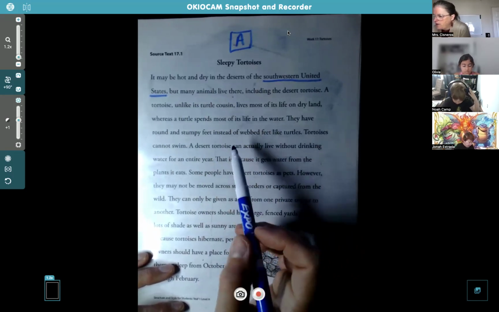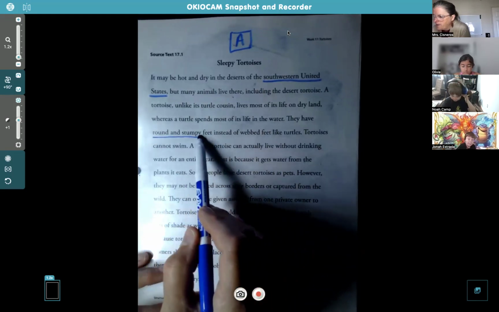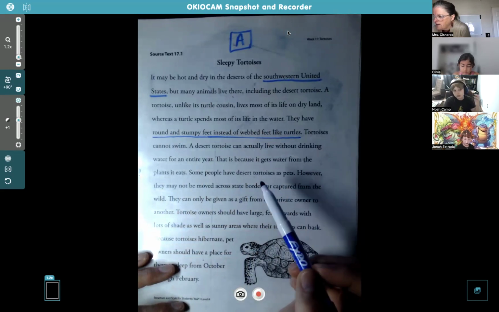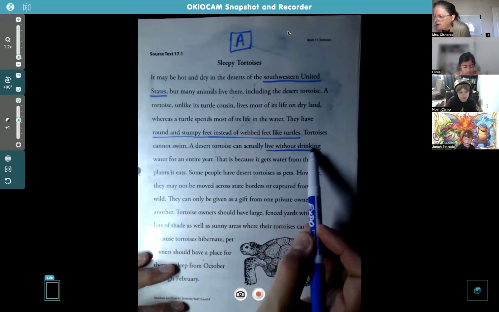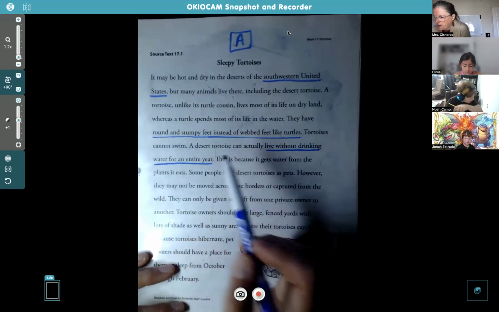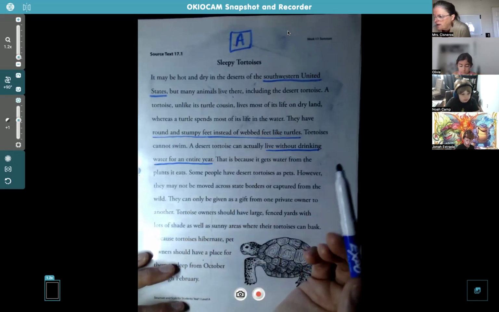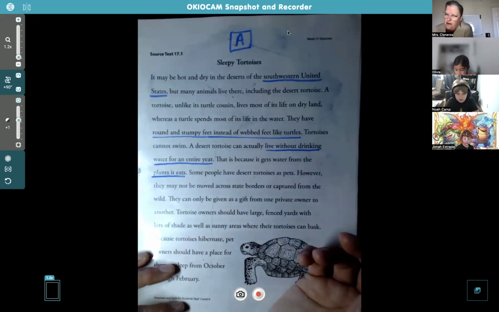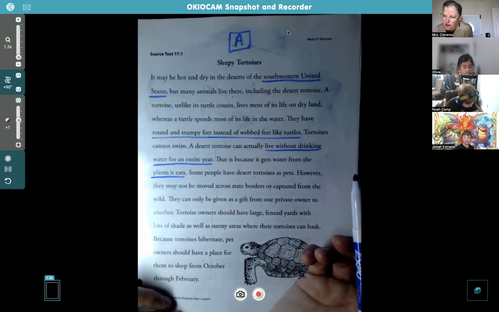I'm going to underline round, stumpy feet instead of webbed feet like turtles. I thought that was interesting. And they can live without drinking water for an entire year, and they get water from the plants it eats. So I'm just going to underline that part. You guys might have different stuff underlined, and that's okay. You don't have to copy mine.